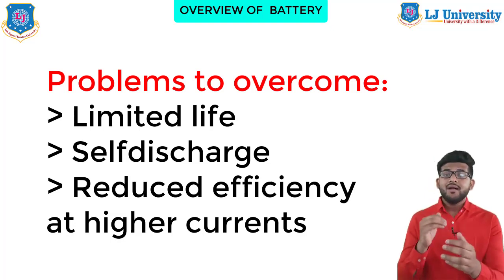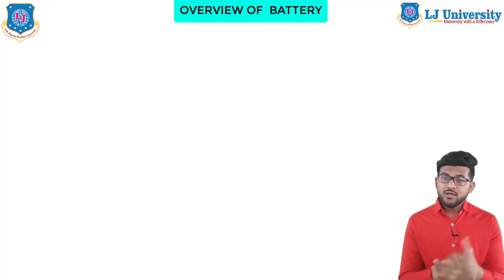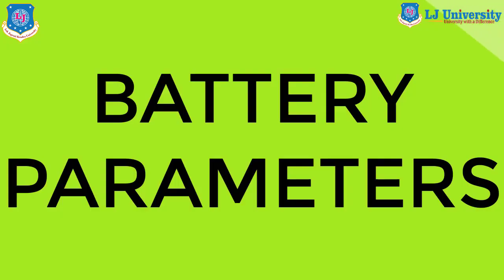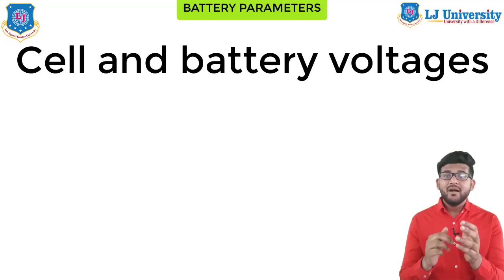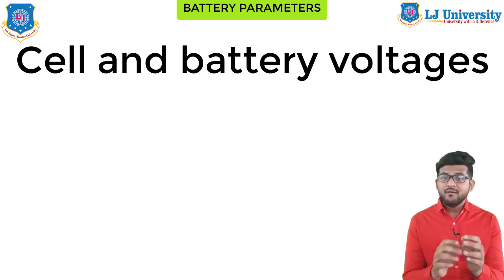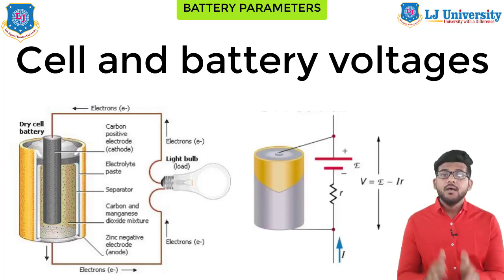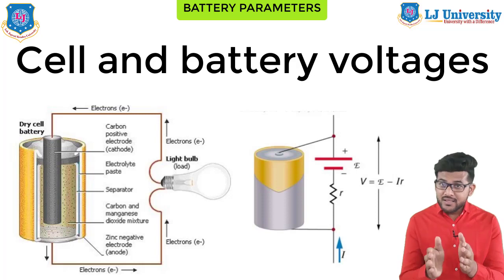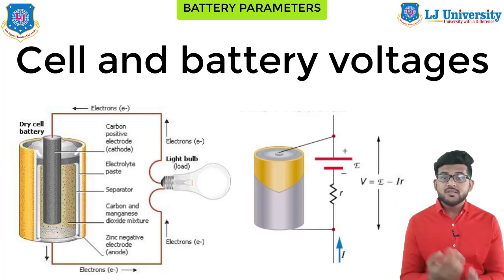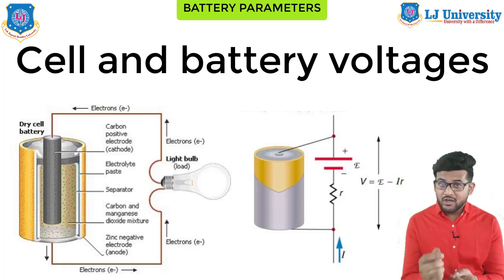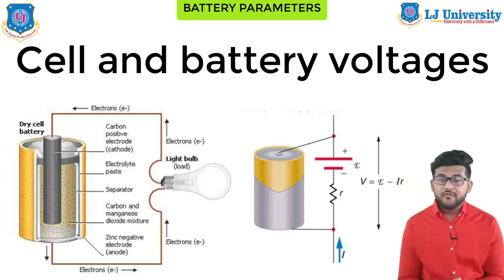Now let's see the different parameters of the battery. That was the overview. Now let's see the parameters. The parameters are cell and battery voltages. All electrical cells have nominal voltages which give the approximate voltage when the cell is delivering electrical power. The cells can be connected in series to give the overall voltage requirement. The internal resistance of the battery and the equivalent circuit of the battery are shown here in a figure.